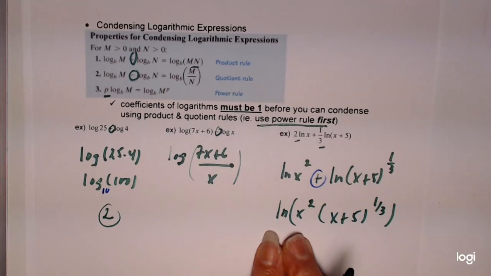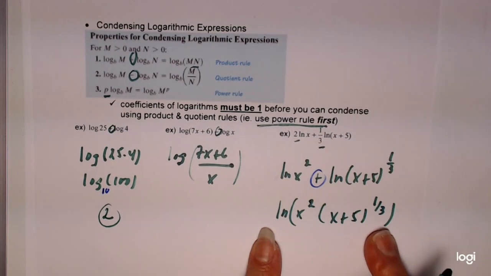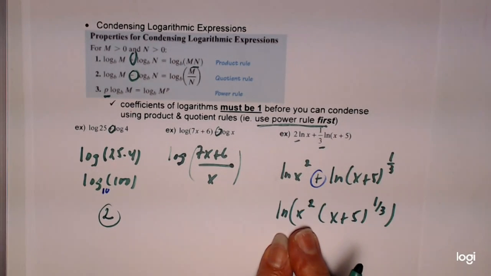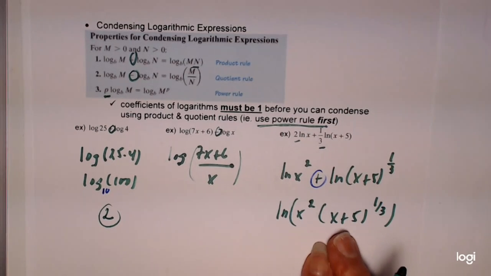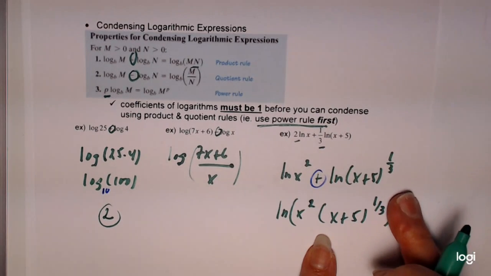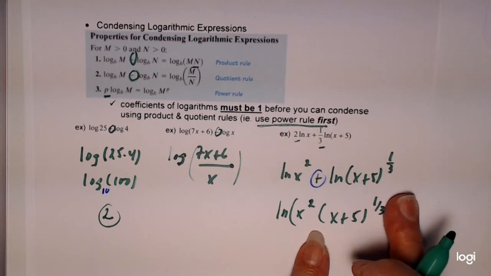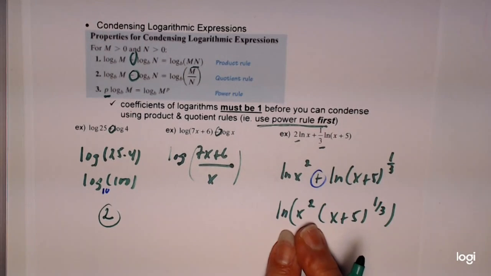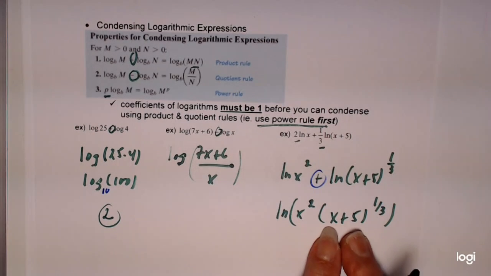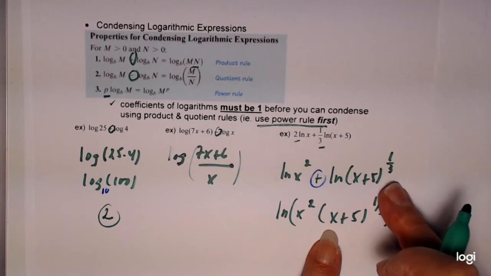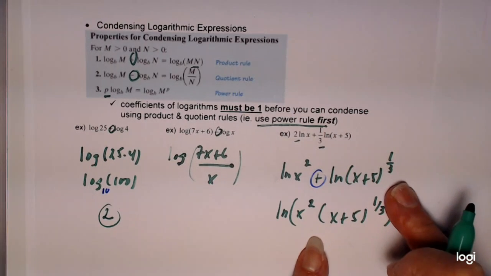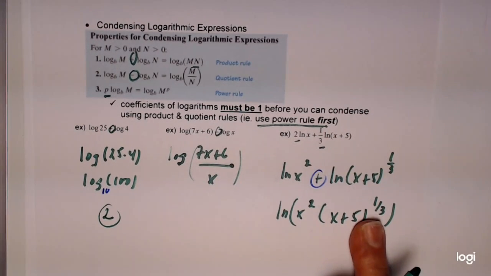So here inside this logarithmic statement, we have a multiplication now. X squared times x plus 5 to the 1/3. Just in case anybody out there is tempted to distribute this x squared, you absolutely cannot, because this is not a plain x plus 5. This x plus 5 is to the power of 1/3. So you can't do any distribution multiplication here. So we're just about done here.